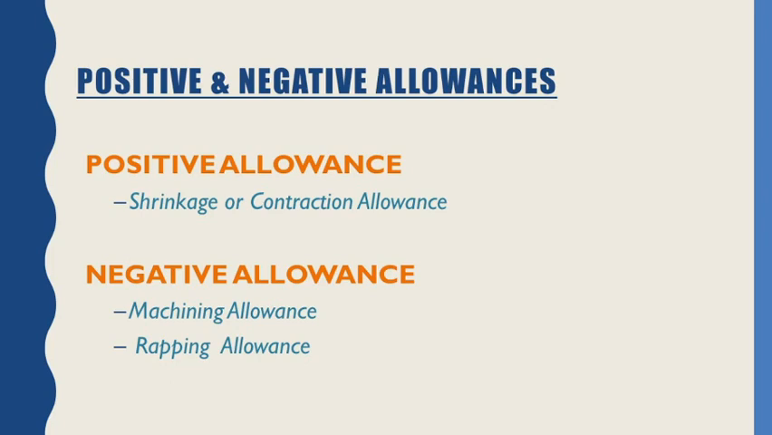So positive allowance examples are shrinkage or contraction allowance, and the machining allowance also comes under positive allowance. In the case of negative allowance, we have a pattern with a size much smaller than that of the actual casting. For example, the last one discussed, the wrapping allowance. So wrapping allowance comes under negative allowance. Under positive allowance, we have the contraction or shrinkage allowance, and the machining allowance also fits under the positive allowance and not under the negative allowance. Okay, thank you.